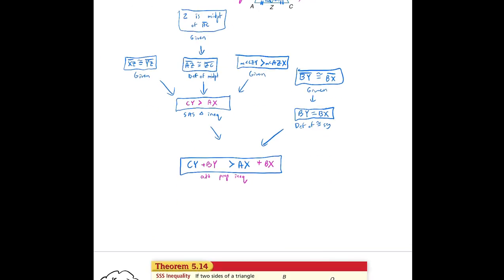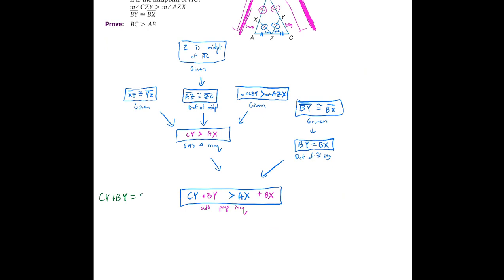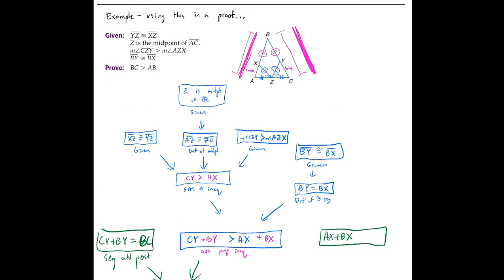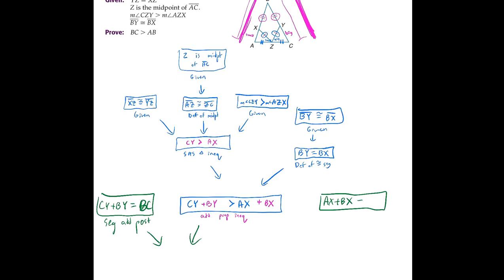So the segment addition part just says CY plus BY equals, what's CB? Or let's do BC so it'll match the lettering at the beginning. It doesn't matter, right? So here's the segment addition postulate. And now we could sub that in for the left. And I'm going to do it on the right also. Over here we have AX plus BX. And just look at the picture. AX plus BX, segment addition postulate, is equal to AB.